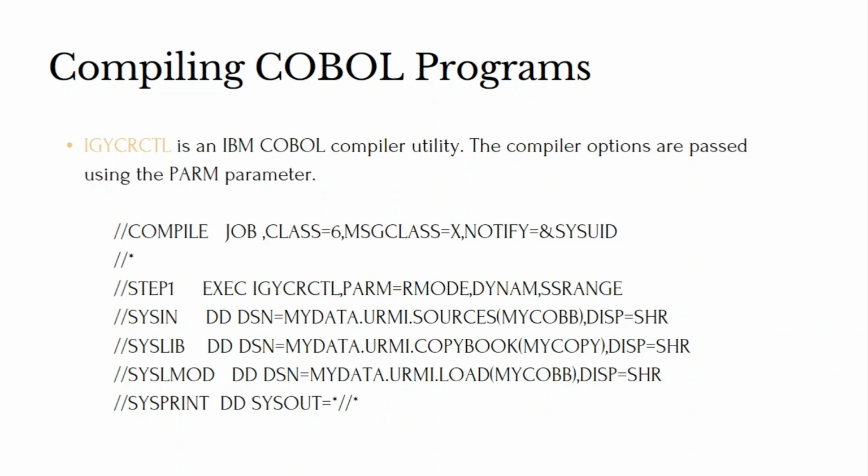The COBOL program is passed using the SYSIN parameter. We can pass the COBOL program in this SYSIN parameter, and we can pass the copybook library if we have used one in our program. If we have used a copybook in our program, we can give the copy library here in SYSLIB. And SYSLIN is the output of our source program, the object module which we can use to execute the program.